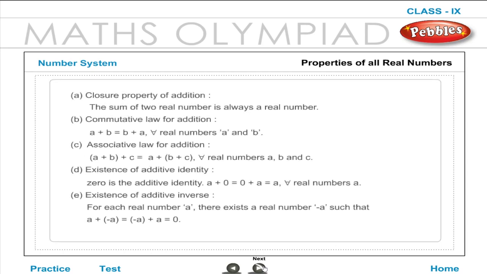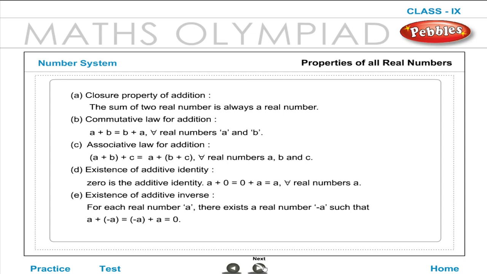Properties of all real numbers. Closure property of addition: the sum of two real numbers is always a real number. Commutative law for addition: a plus b is equal to b plus a, for all real numbers a and b. Associative law for addition: (a plus b) plus c is equal to a plus (b plus c), for all real numbers a, b and c.